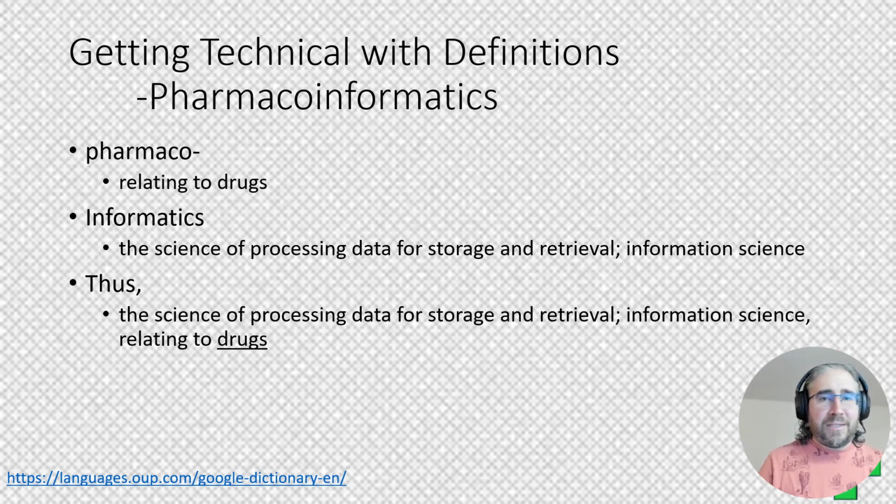A first logical place to start is with just basic definitions. The prefix pharmaco translates literally to drug. The standard definition of informatics is the science of processing data for storage and retrieval, also known as information science. When you combine these things together, you get the science of processing data for storage and retrieval, or information science, related to drugs, emphasizing the word drug.